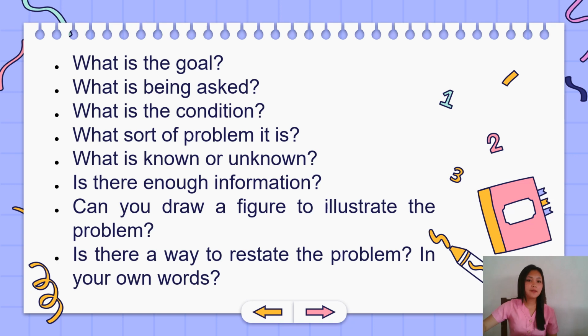To help us understand the problem, we might consider the following. What is the goal? What is being asked? What is the condition of the problem? What sort or kind of problem is it? What is known or unknown? Is there enough information? Can you draw a figure to illustrate the problem? Is there a way to restate the problem in your own words? So, these are the things we need to consider in order for us to easily understand the problem.